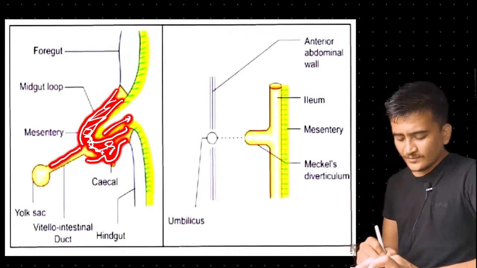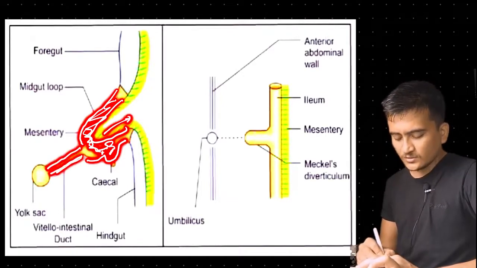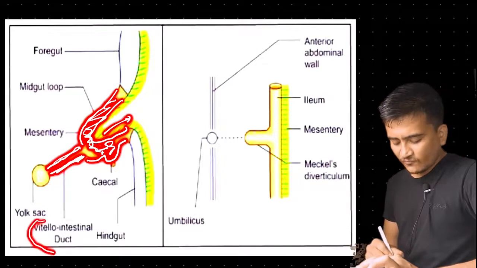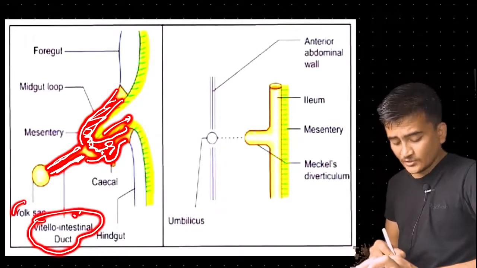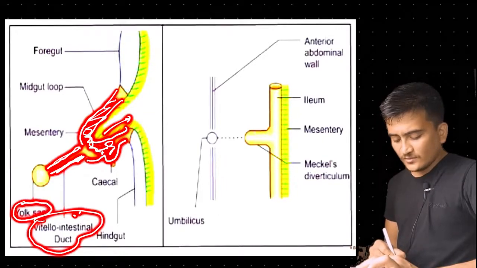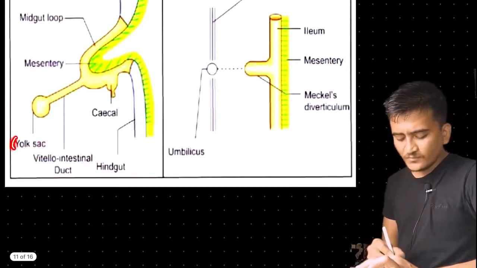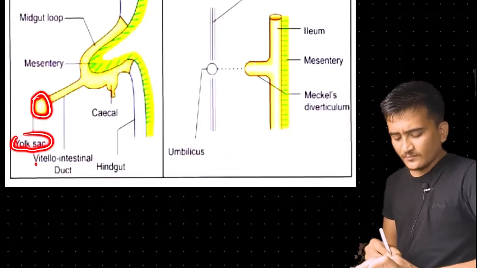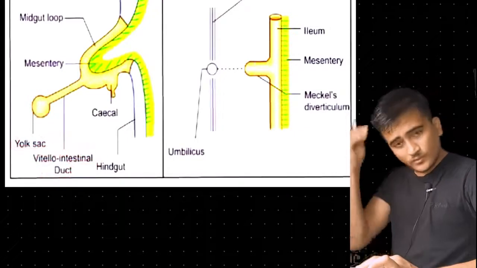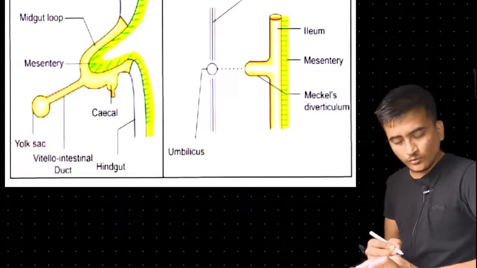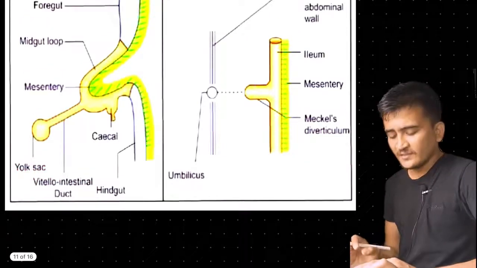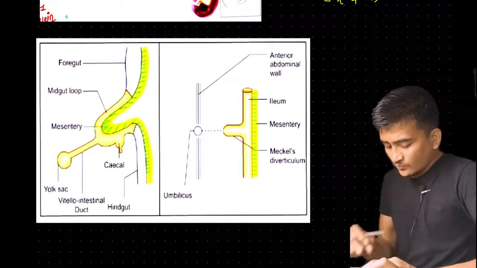Now here you can see, what is this duct? This duct is called the vitelo-intestinal duct. What is the vitelo-intestinal duct doing? It is communicating the yolk sac to our midgut. This is our yolk sac. The vitelo-intestinal duct is just providing the means of communication from the yolk sac to our midgut.